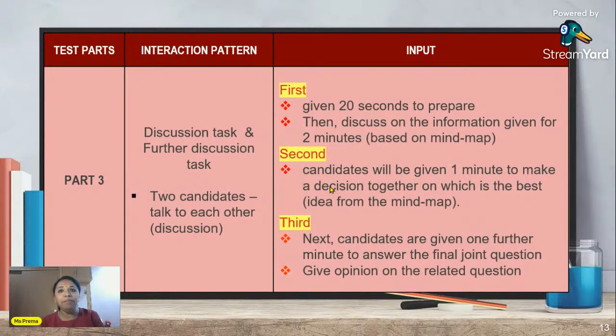Can you give the same point or a different point? Okay, if you give a different point for the same choice, also can. If you give different ideas but in your own structure, also can. There is no restriction here, because it's your decision, it cannot be wrong. Your opinion, your decision. Next, the further discussion task. Candidates are given 1 further minute to answer the final joint question. Okay, so give your opinion related to the question.